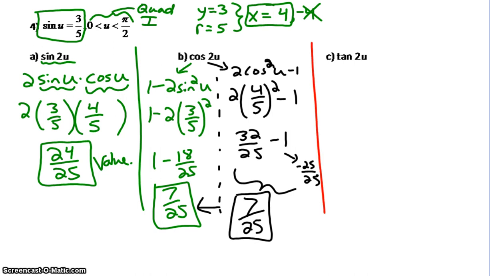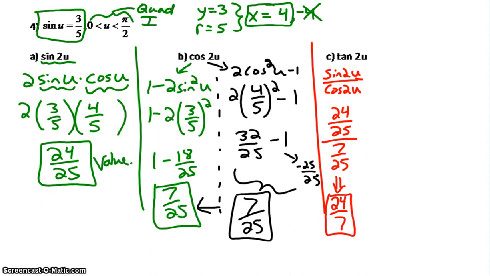Now the tangent, not so much. As we talked about last time, you might recognize this as sine 2u over cosine 2u. And we're only doing this because we have solved it already. If we didn't solve for a and b, I wouldn't recommend rewriting it like this. But rewriting it like this, we end up with a fraction for sine 2u of 24 over 25, all over the fraction 7 over 25, which the result is then 24 over 7.